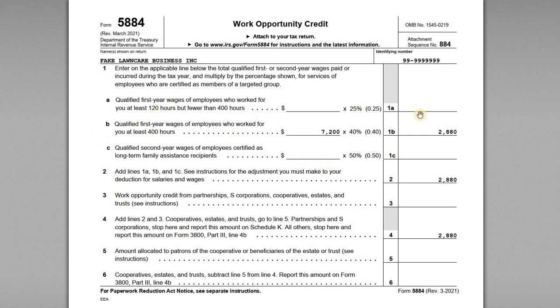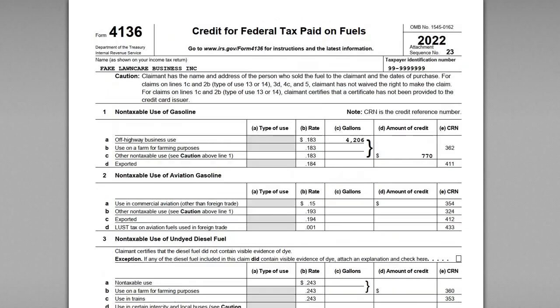So again, the work opportunity tax credit gives you credit for a percentage of the amount of wages paid to employees under these programs. So in our case, the administrative person was paid a total of $7,200 in wages during the year, and they worked 450 hours. So they fall within 1B as qualified first-year wages of employees who worked for at least 400 hours for us during the year. So you've got the $7,200 there, a 40% credit, and $2,880 is our tax credit. All right, so the $2,880, that then flows through to Schedule K, as we saw before.